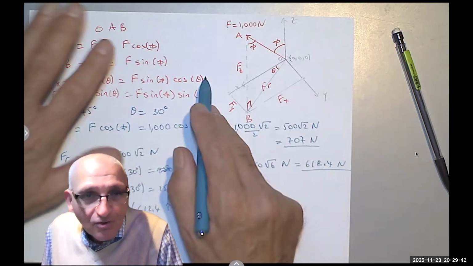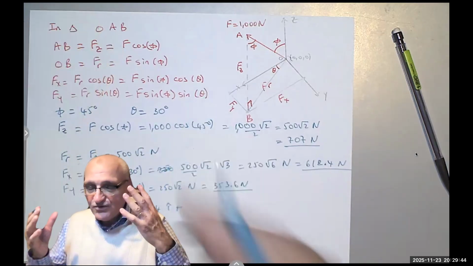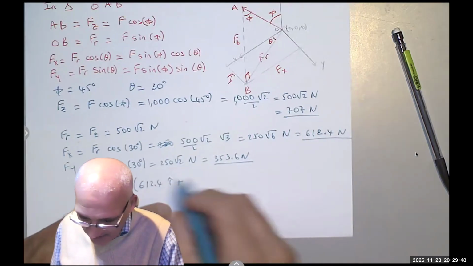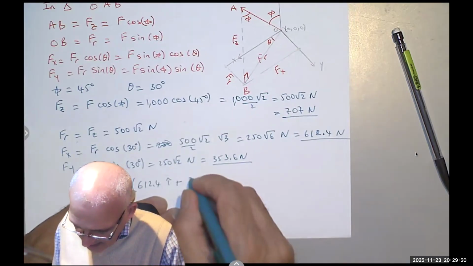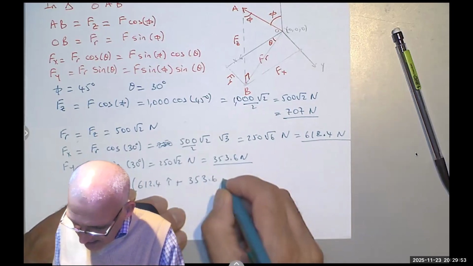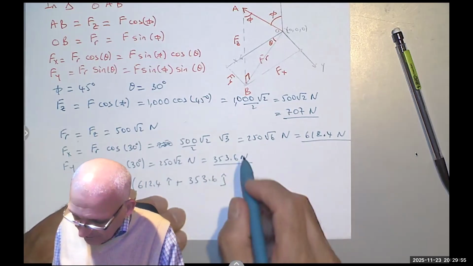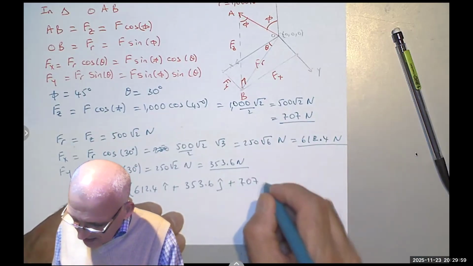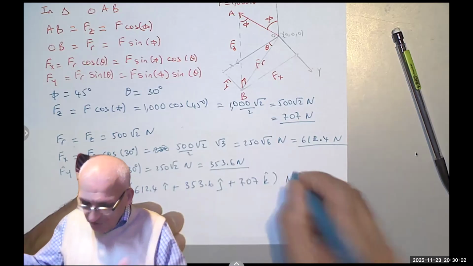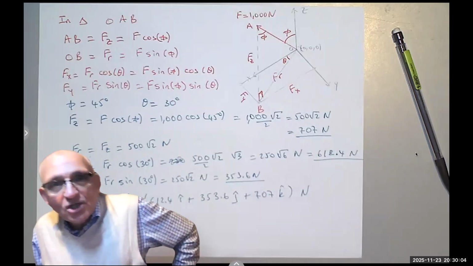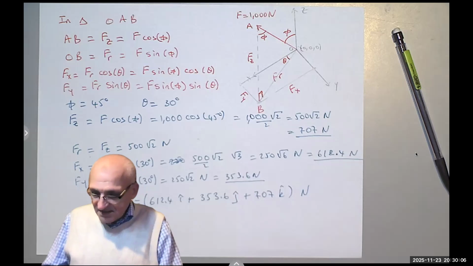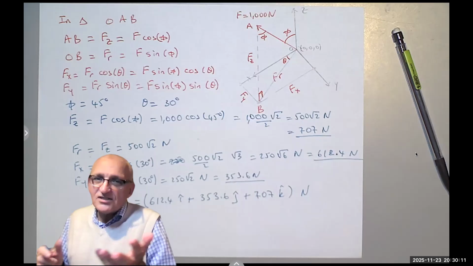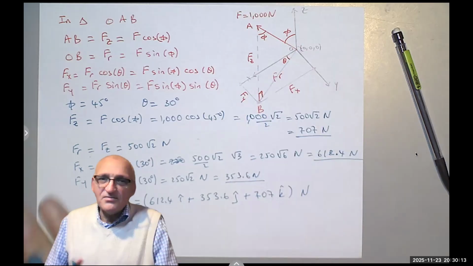You don't need to memorize them, but it is better to visualize these and be able to write them as sines and cosines, plus 707 k Newtons, and that's it. These are called the spherical coordinates. There's also the cylindrical coordinate, but it's pretty much the same.